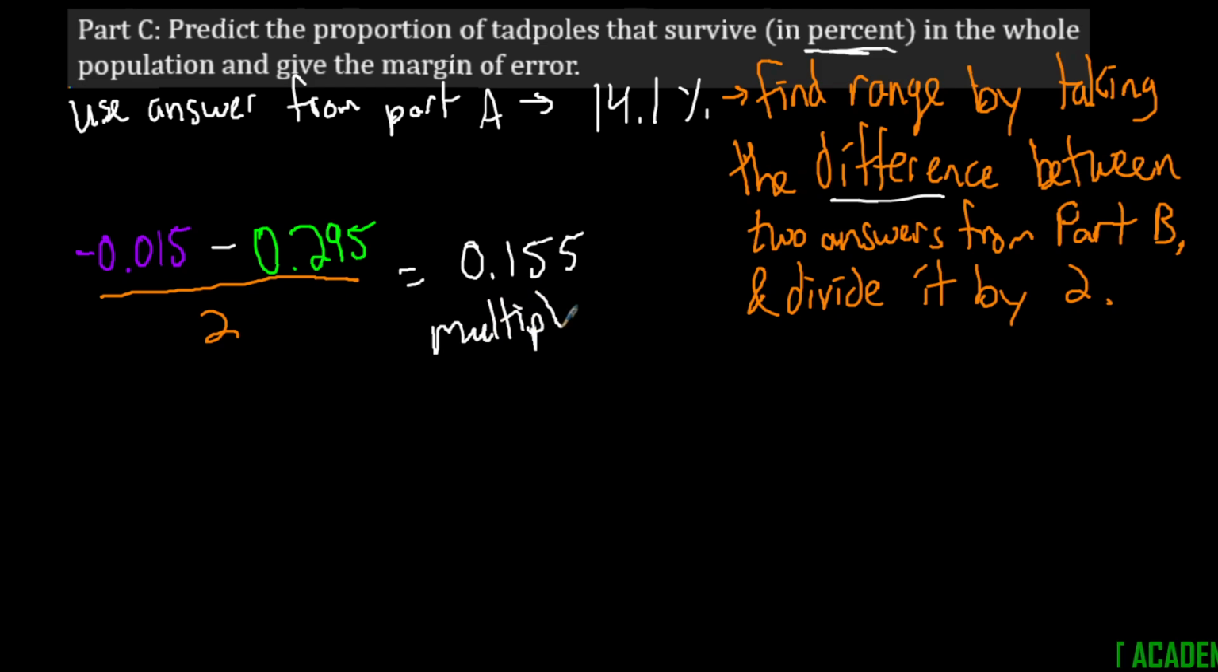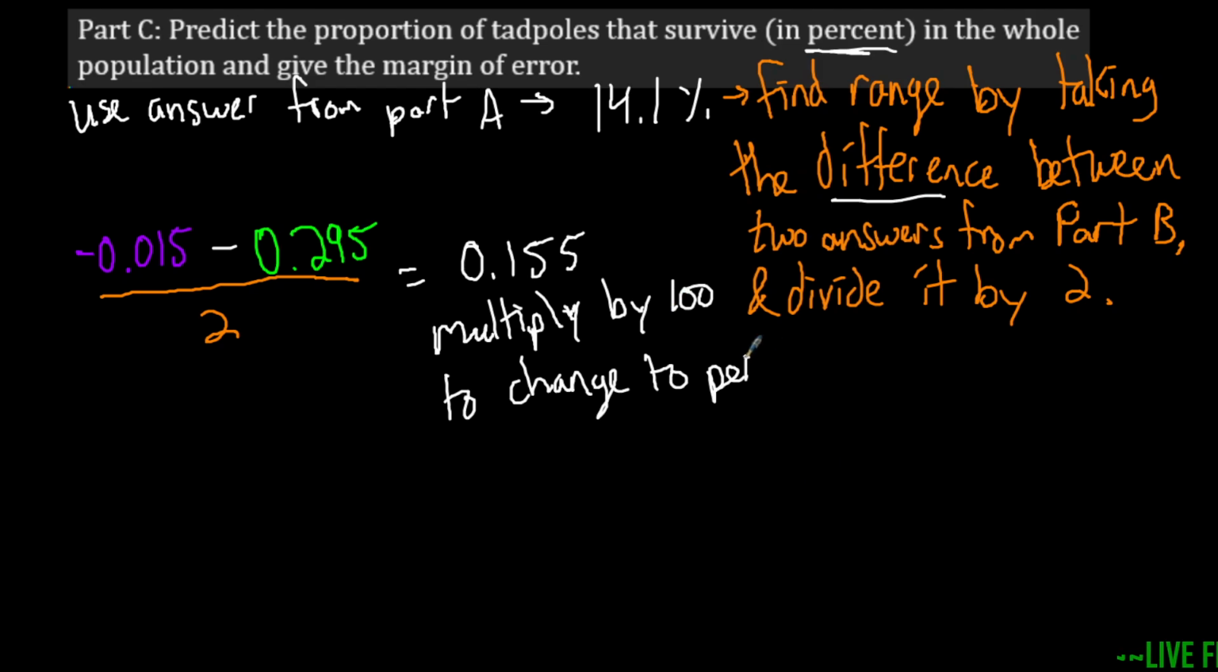Then it said to put it into a percent, so I'm going to multiply by 100 to change to percent. I take 0.155 times 100, and that's equal to 15.5%. Notice how I haven't circled anything because I haven't found my answer yet. We have to put these pieces together.